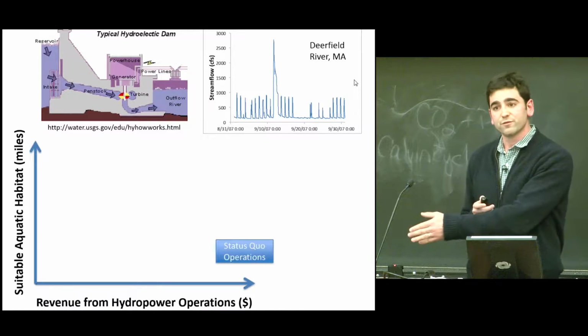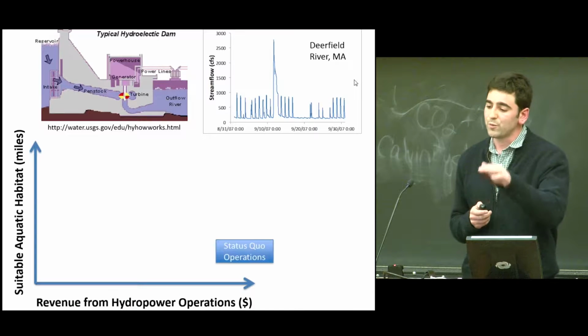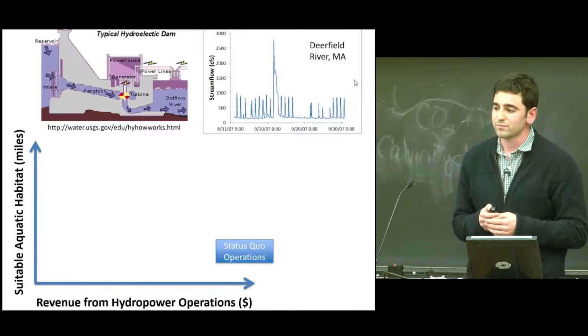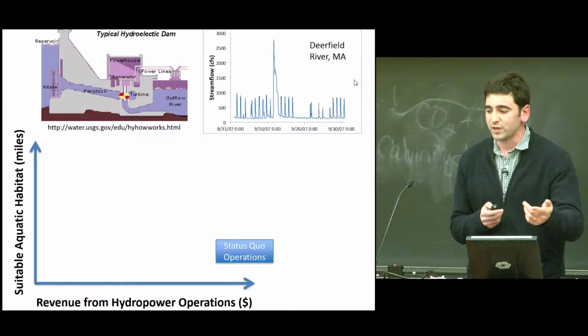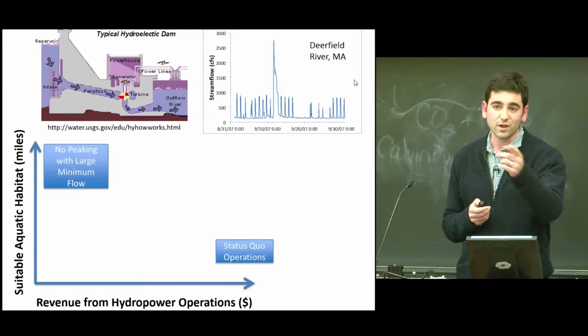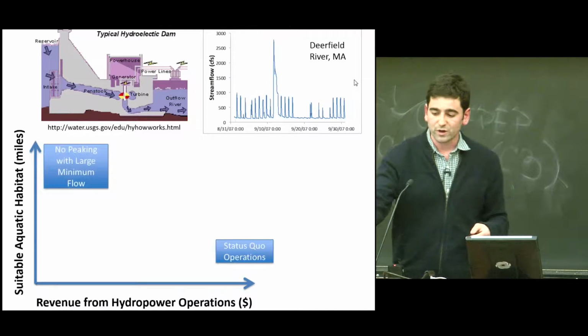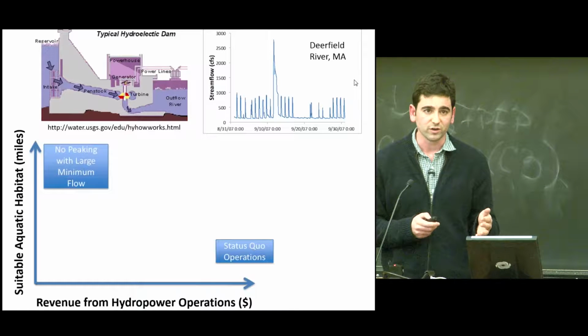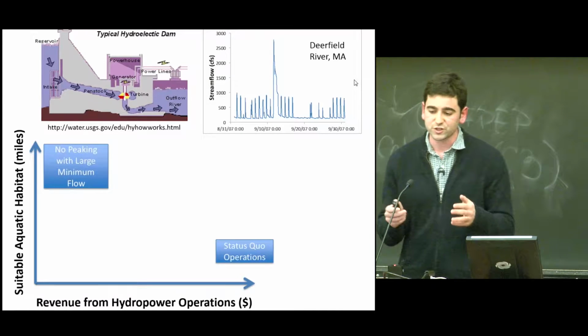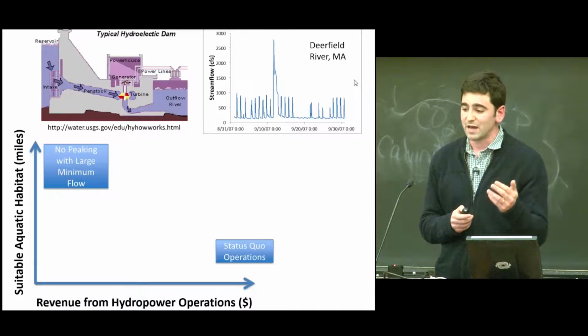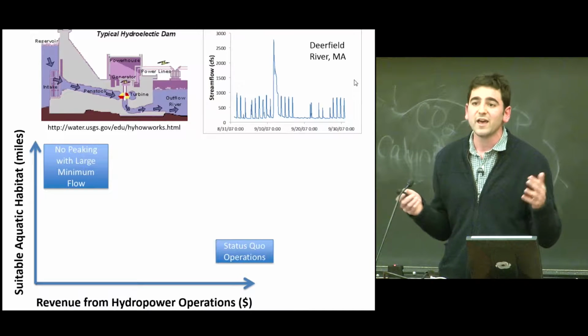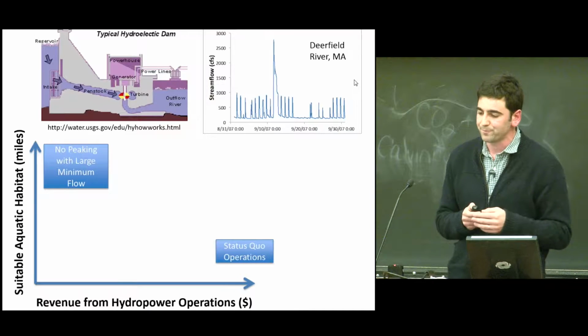And we can use our water systems models to understand how different plans will map onto this objective space. So for instance, we can put in the status quo operations of the hydroelectric dam, and we'll find that we generate a lot of revenue for the hydropower company, but we don't have a lot of suitable aquatic habitat. And the ecologists, they might propose a plan that actually puts us way in the other side, where you don't actually have a lot of revenue anymore from the hydropower production, but you do have a lot of aquatic habitat, maybe because you've gotten rid of all peaking and you've really increased minimum flow out of the dam.